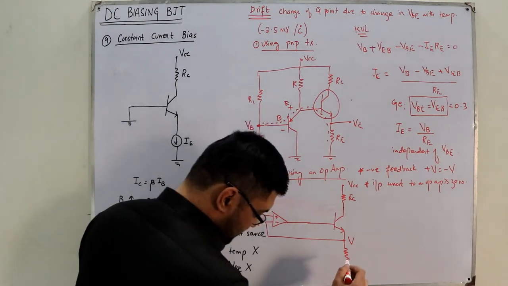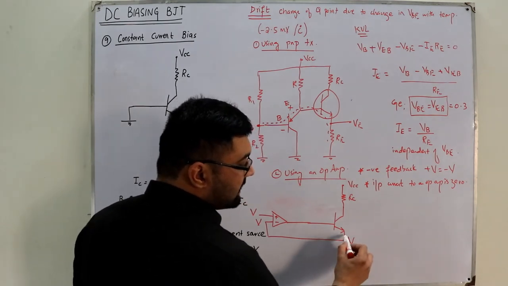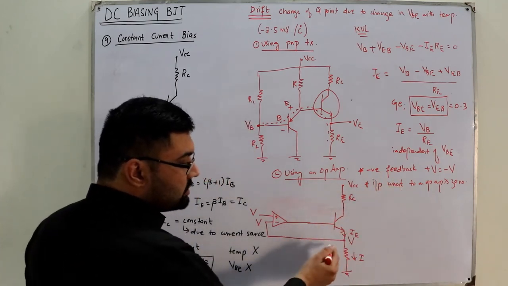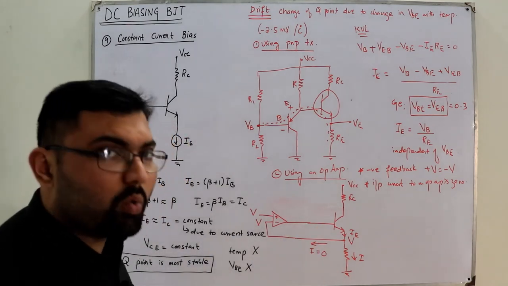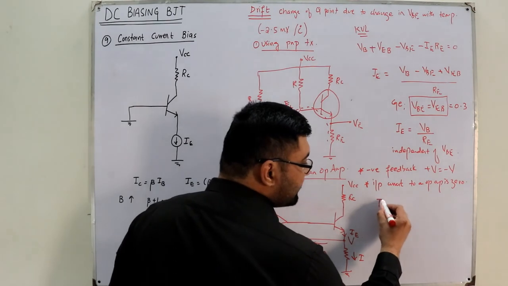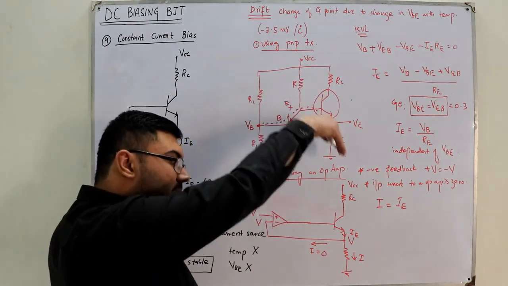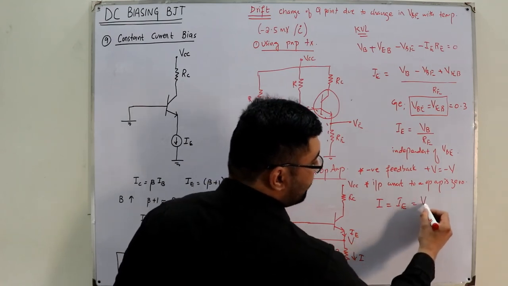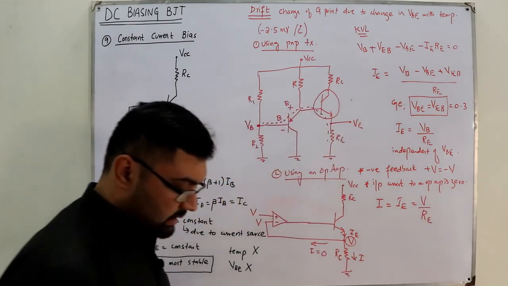So let's say the current through this resistance is I, and the current through this resistance is I. The current coming from the emitter is IE. But the input current to the op amp is zero, which means no current will flow over here. Over here I is equal to zero because the input current to the op amp is zero. So this I is my emitter current IE, because no current is flowing over there, so all the current from IE goes through resistance RE. This is the same voltage V that I considered over here upon RE. So V upon RE.